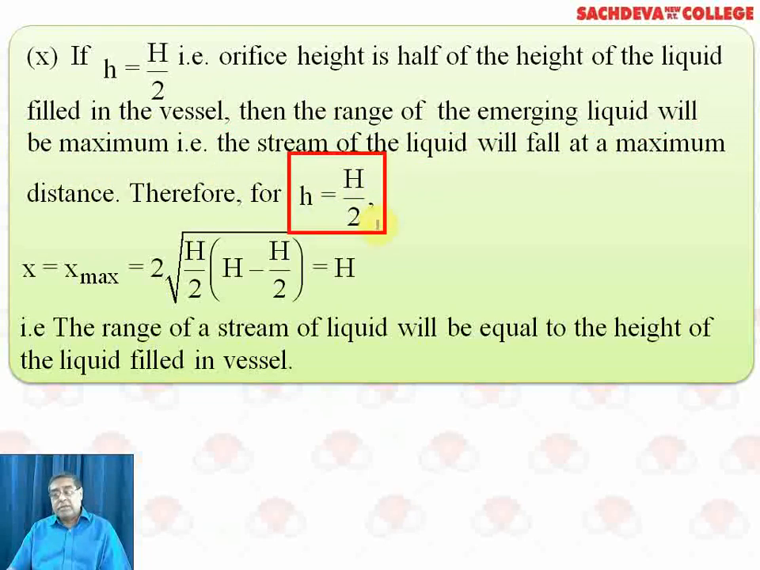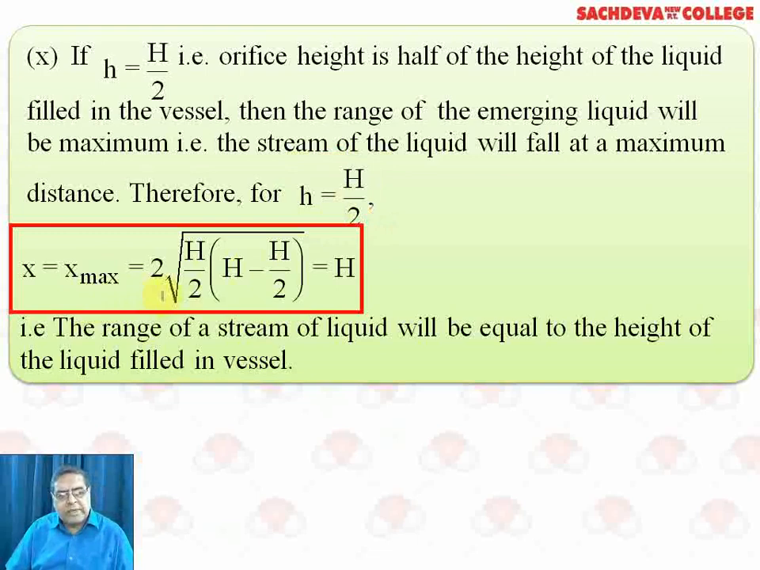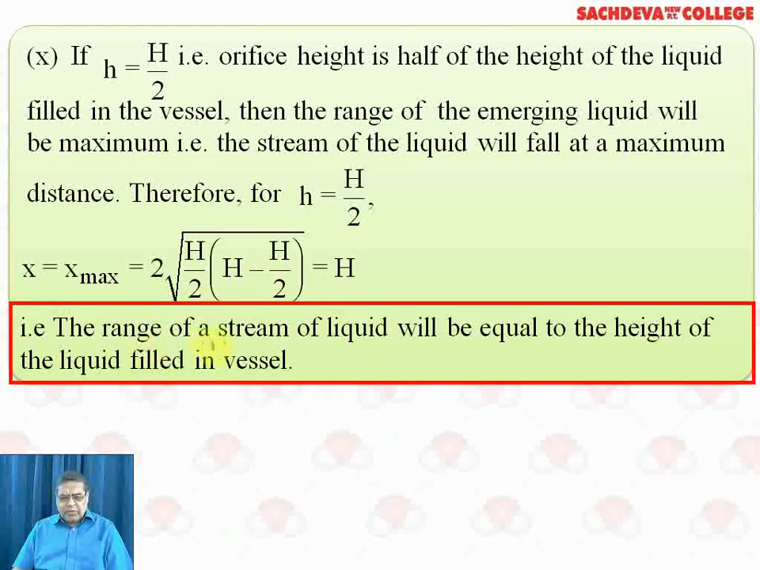Therefore, for h, we can replace h by H/2. So we find the value of range x, and that is 2√((H/2)(H − H/2)), that is, 2H minus H, which is again H/2. So H/2 into H/2, and the whole thing will become equal to H. The range of the stream of liquid will be equal to the height of the liquid in the filled vessel.